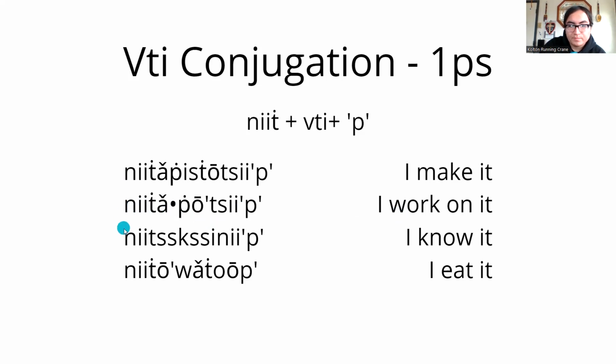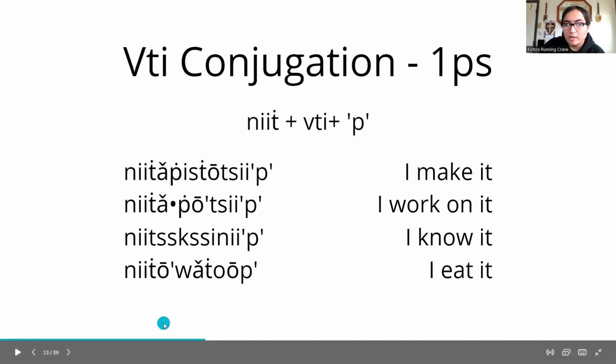The word for to know is skseni. So to say I know it, you'd say nitsksenishpe. The word for to eat is owattu. So to say I eat it, you'd say nitowattu.